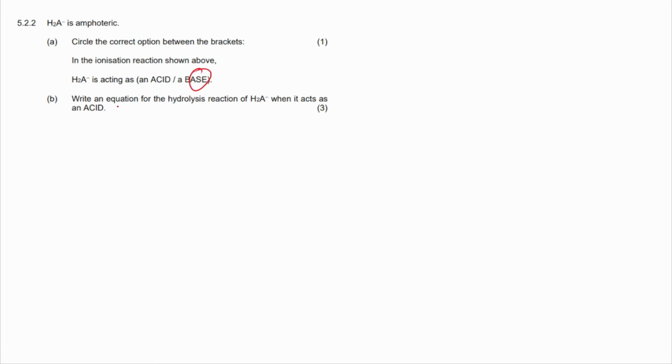So they say write down an equation for the hydrolysis reaction of H2A- when it acts as an acid. Remember, hydrolysis is a reaction with water. So we have H2A-. We don't have to show state symbols because they have not asked for it. We could say aqueous, but they don't say it, so why include it? They don't ask for it. Let's not open up room for errors. But anyways, we know we're reacting with water.